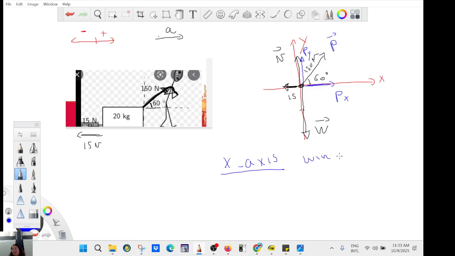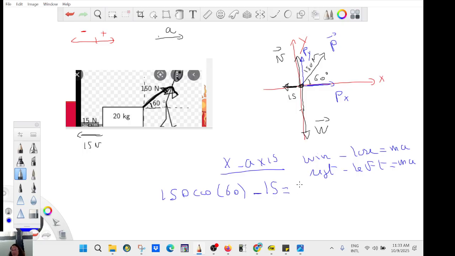So we're going to say the winner minus the loser equals mass times acceleration. Or you can say right minus left equals mass times acceleration. If you do it this way, you only put the magnitude. So here, what is pulling to the right? It will be the x component, so 150 cosine 60 minus the loser here, 15 equals inertia 20 times the acceleration. Once you understand that, everything else is going to be easy. You have to decompose the motion into two components. So the acceleration will be, cosine 60 is 0.5, so 75 minus 15, 60, divided by 20.